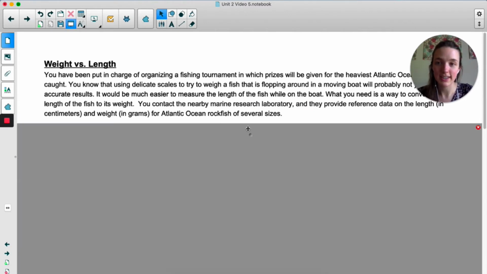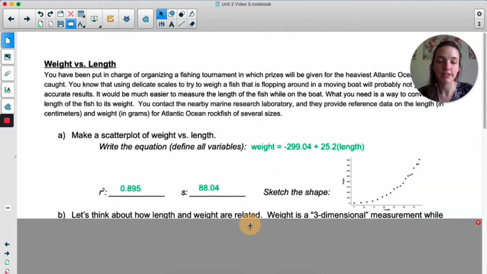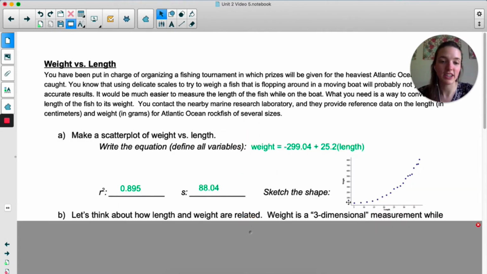Okay, in the second example, we're comparing the length of fish to their weights. So the original, definitely not linear. We have this curved shape, although look at R². That's pretty good, and you can see it on the graph. We could draw it in a line, and it would be okay. But we can do better.